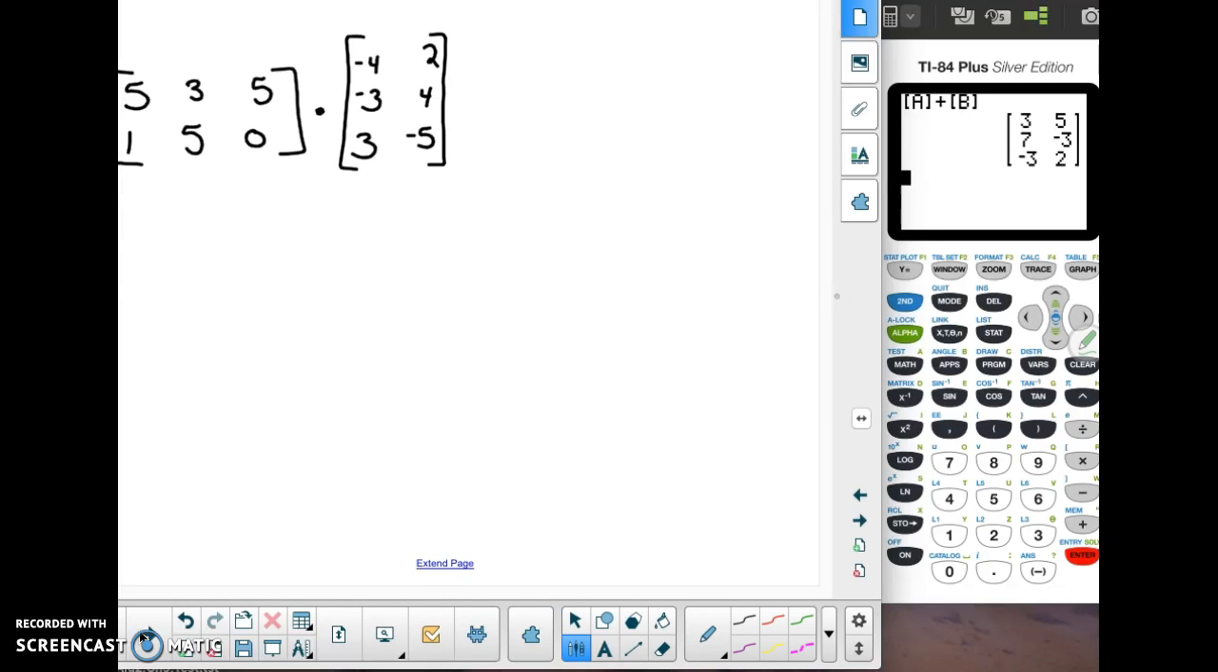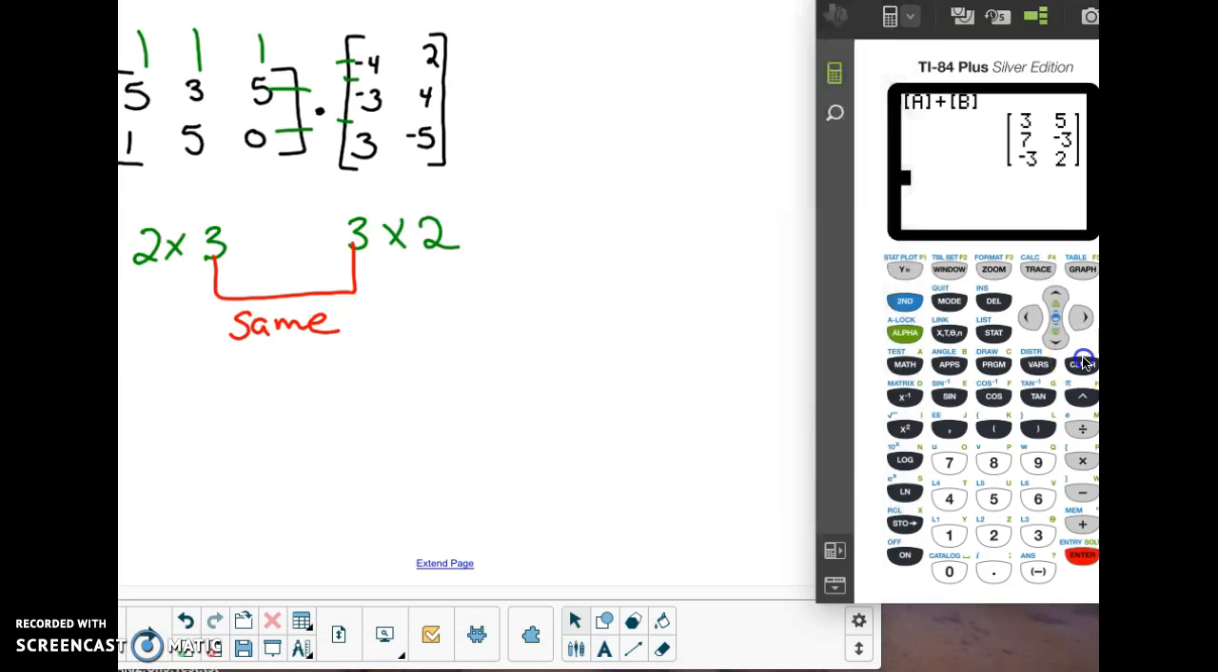So this first matrix is 2 rows by 3 columns. And our second matrix is 3 rows by 2 columns. In order to successfully multiply, these 2 numbers have to be the same. If they aren't, we cannot multiply.